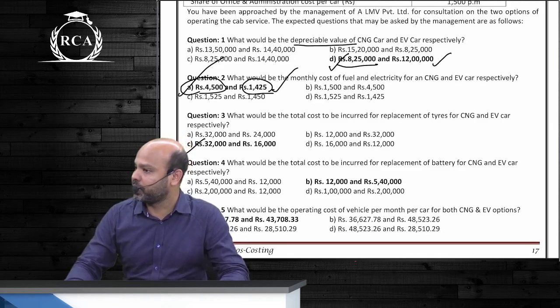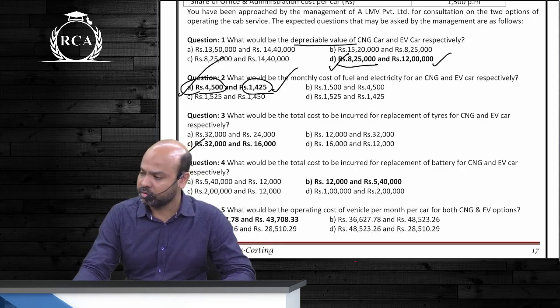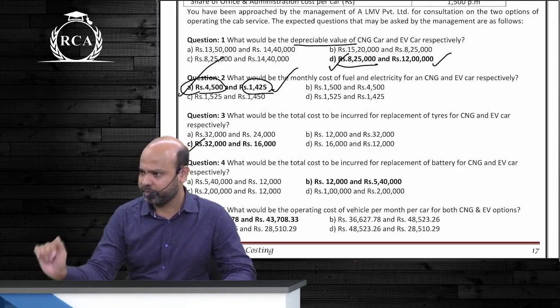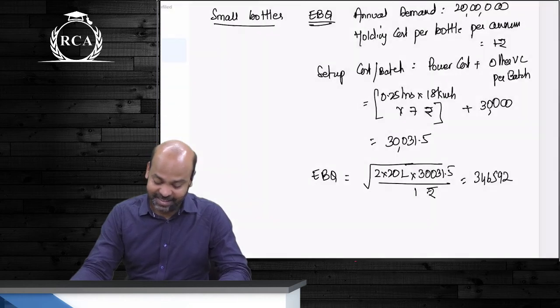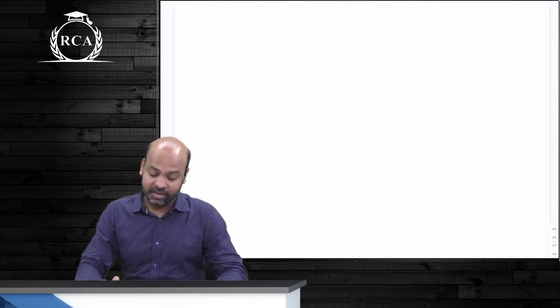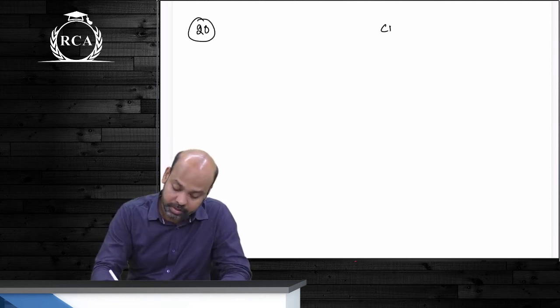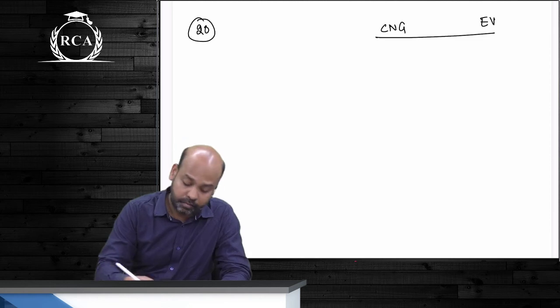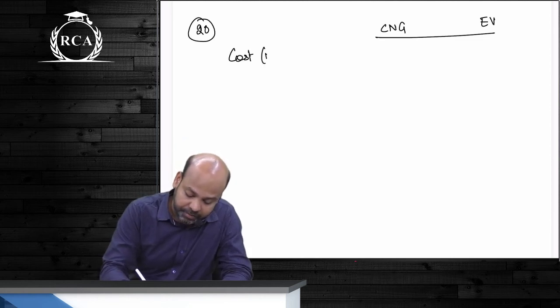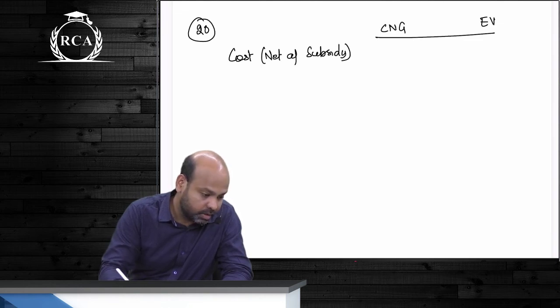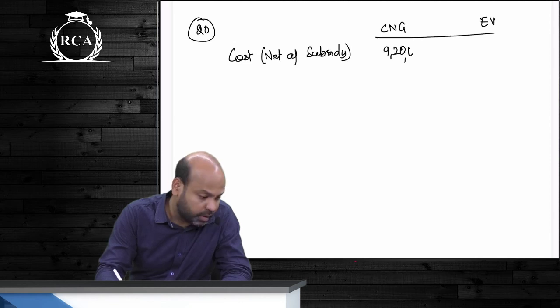Start with depreciable value. Let us start with depreciable value, guys. We have 2 options, beta, here. CNG and EV, guys. Cost net of subsidy, how much? First one, beta, 9,20,000. Next one, 13,70,000.